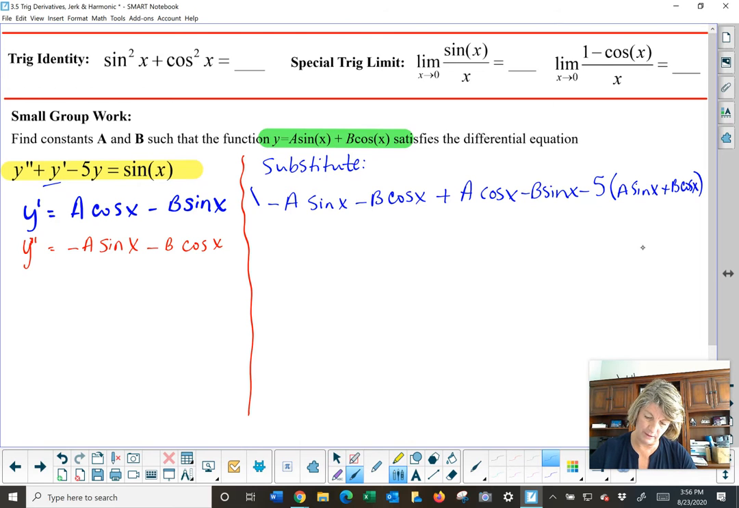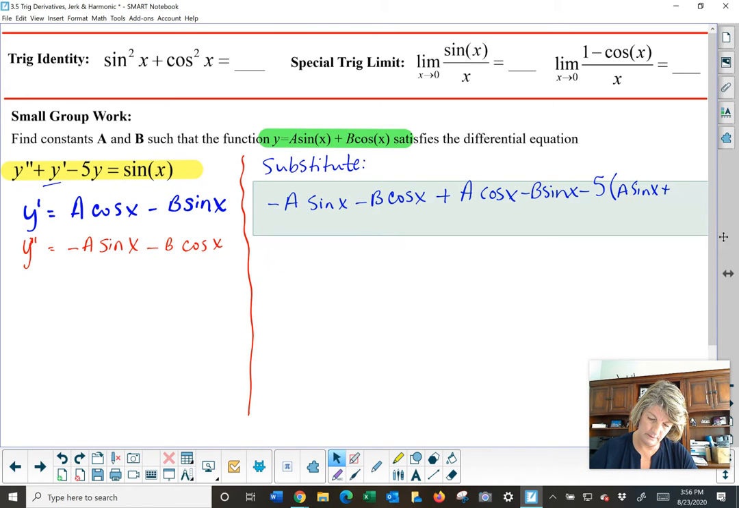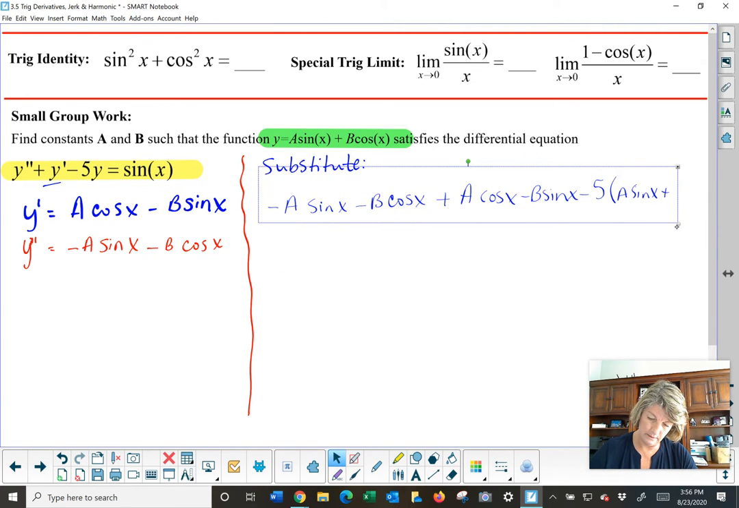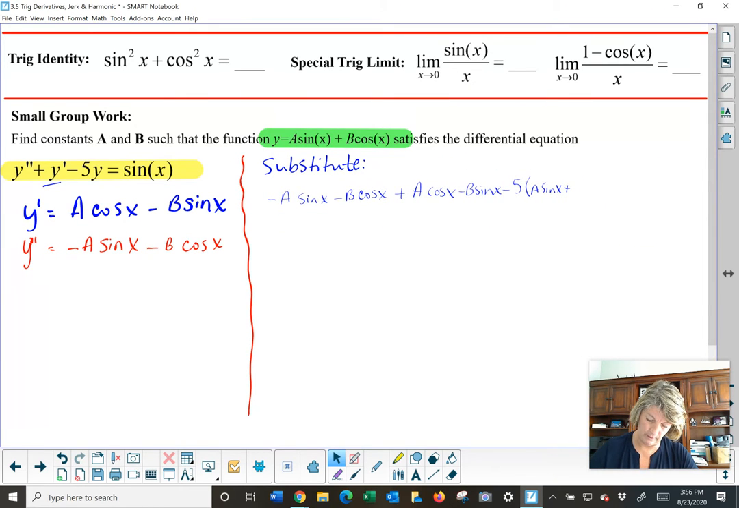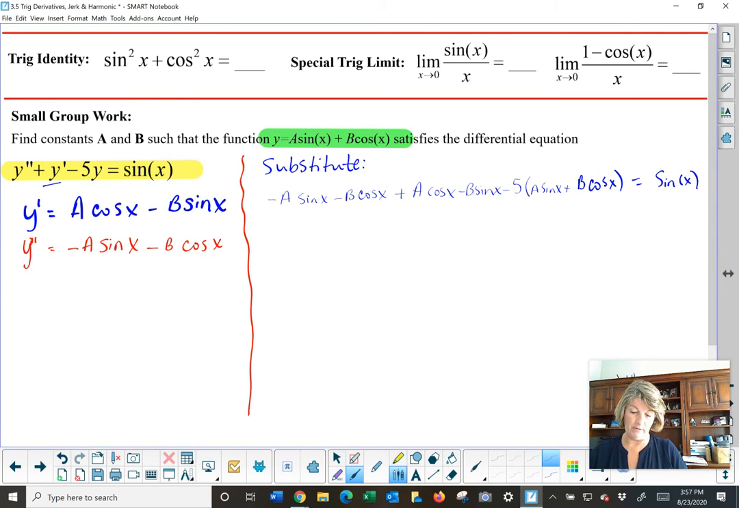Let me see if I can get this to shrink down for me. Maybe about there. Okay, I got to finish that. I know some of it got dropped. Plus b cosine x equals, back to my yellow equation, sine of x. That's a lot going on. All right, so if we distributed, I'd have minus 5.